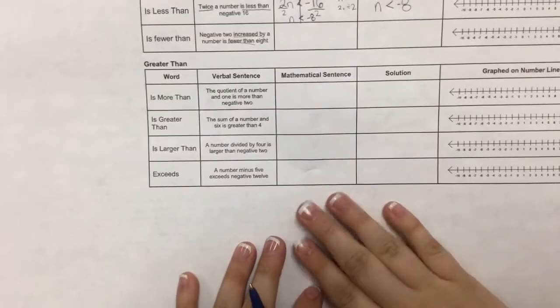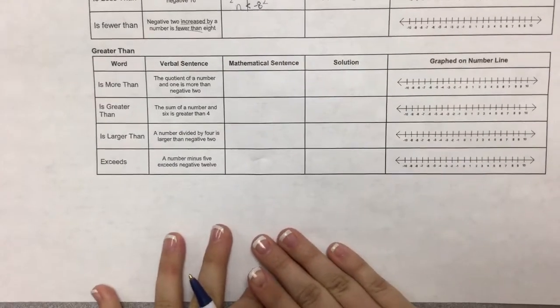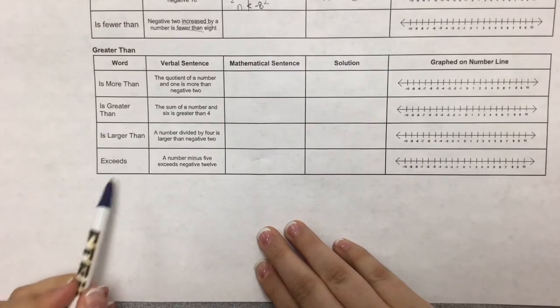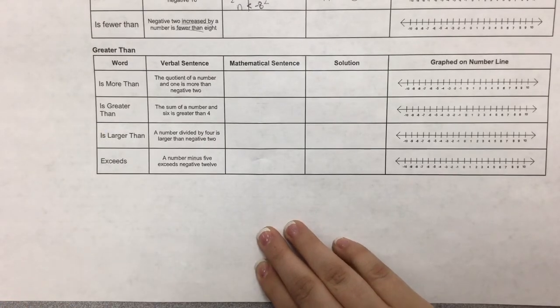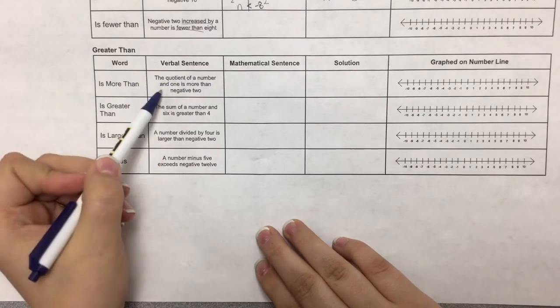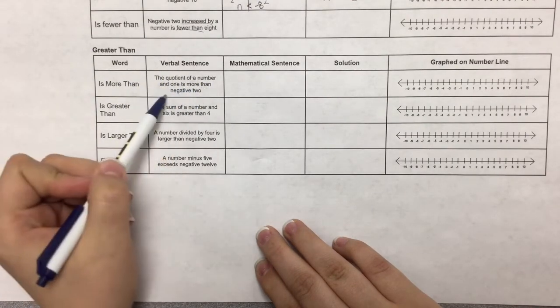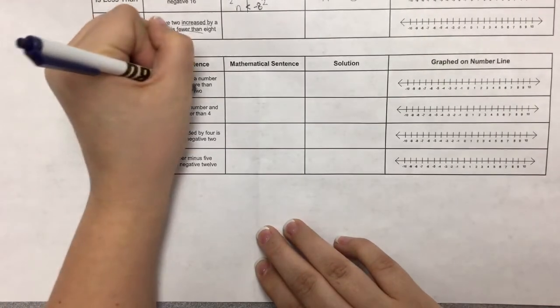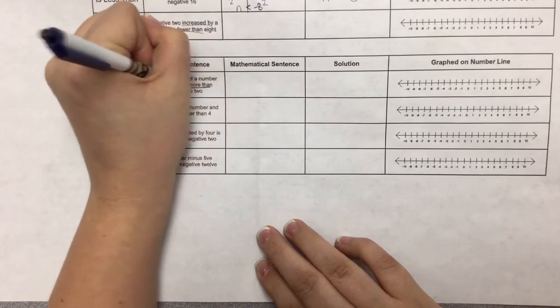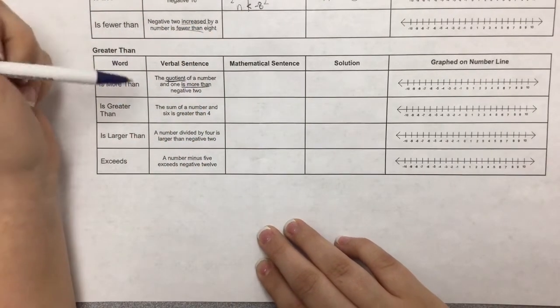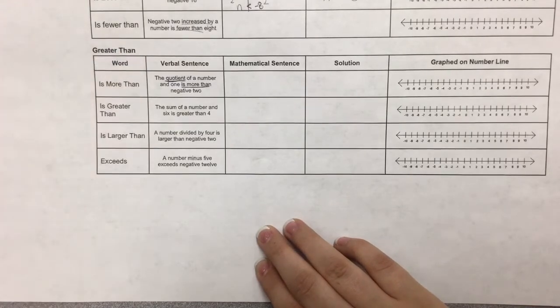Let's look at greater than. So we've got is more than, is greater than, is larger than, and exceeds. The quotient of a number and 1 is more than negative 2. All right, big word, quotient, and is more than. Those are our 2 key words. Make sure you're underlining those so you remember I need to be looking for those keywords.